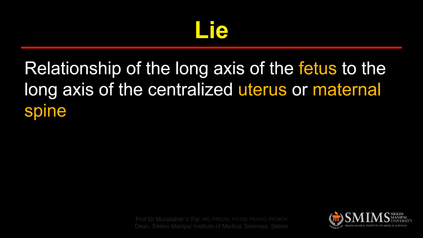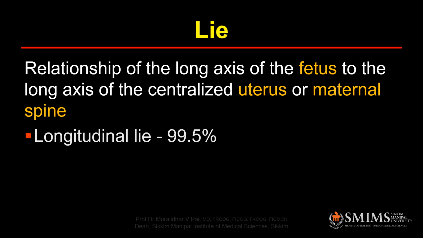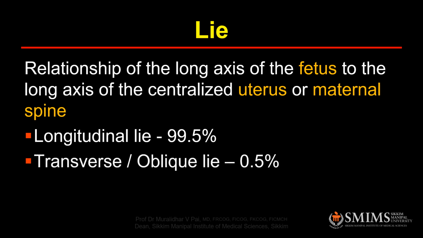Lie. Lie is the relationship of the long axis of the fetus to the long axis of the centralized uterus or maternal spine. Longitudinal lie is the most common lie in 99.5% of the cases. Transverse or oblique lie is present in 0.5% of the cases.